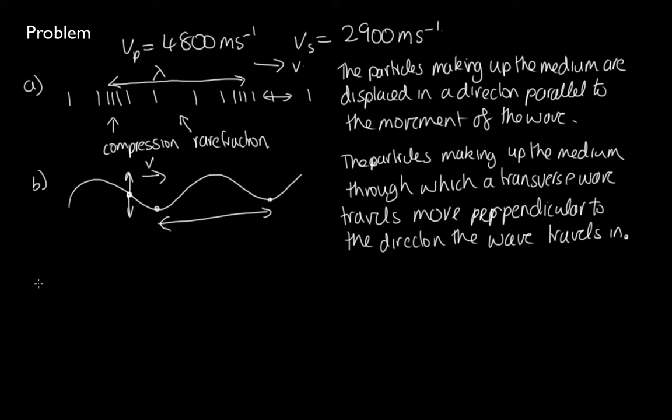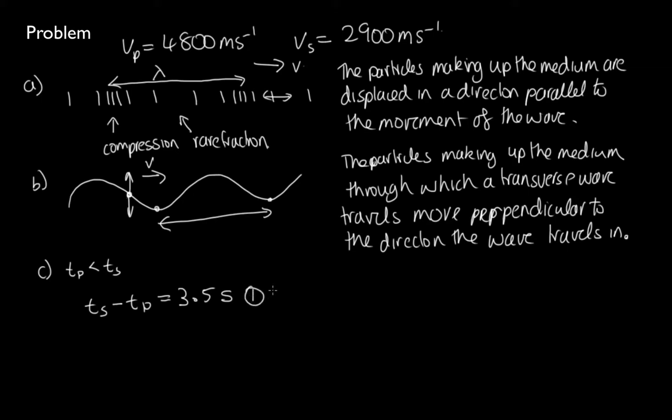And now part C. We're told at one base station the P wave is detected 3.5 seconds before the S wave. So we know that TP is less than TS as the P wave is detected first, and we can write an equation with this information in it. The arrival time of the S wave minus the arrival time of the P wave is equal to 3.5 seconds. Let's call that one equation 1.